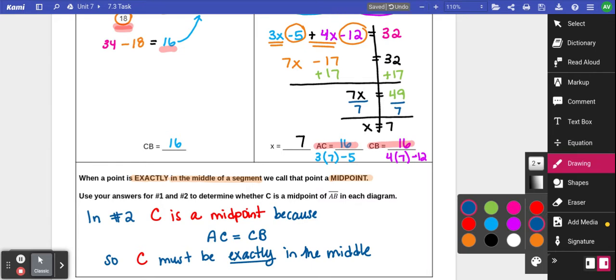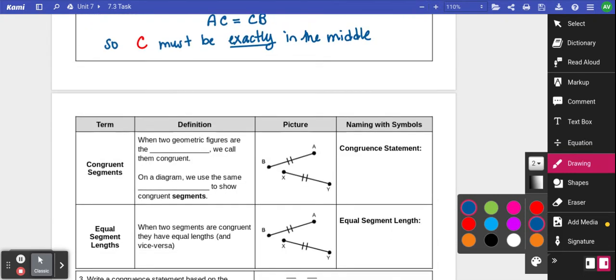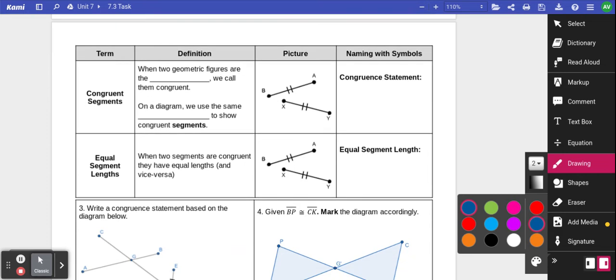Now, you'll notice if you just look at the diagrams for numbers 1 and 2, C looks kind of like it's in the middle for both. But we can't just assume that a point is exactly in the middle unless either we're told that it is exactly in the middle in the instructions, or unless we can actually find the lengths of the segments and prove it's exactly in the middle. Let's go ahead and take a look at the next example.